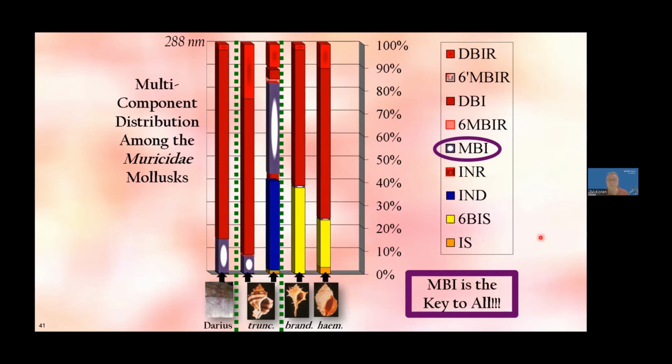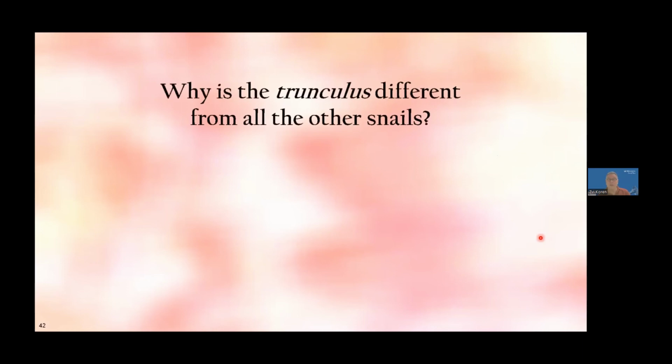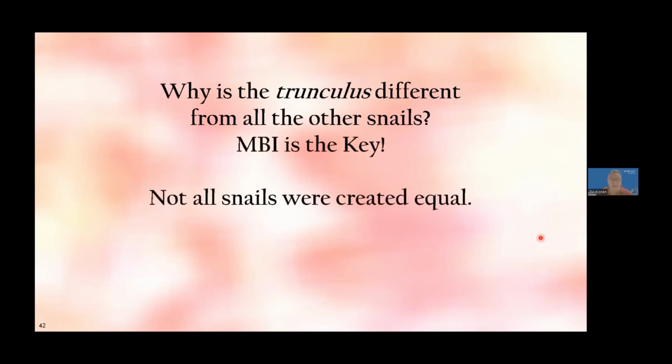In other words, if you detect, using the right extraction procedure and HPLC, a significant amount of monobromo indigo, that means that the trunculus was definitely used. What about the other snails? We'll see about the other snails in a minute or two. So the trunculus is different from all the other snails: monobromo indigo is the key, as I said. I hate to break it to all the sea snails of the world, but it's not a democracy there, sorry. Not all snails were created equal. What can I do?